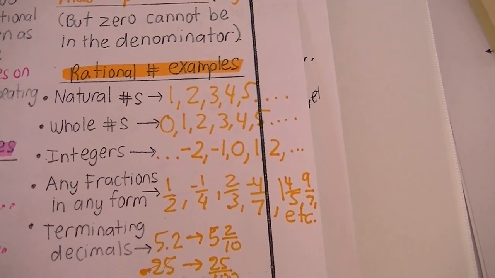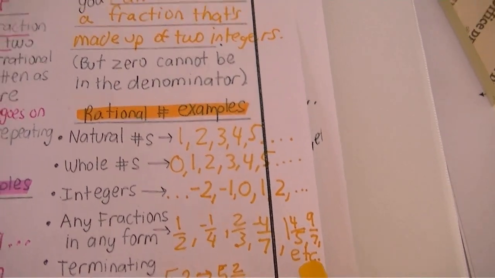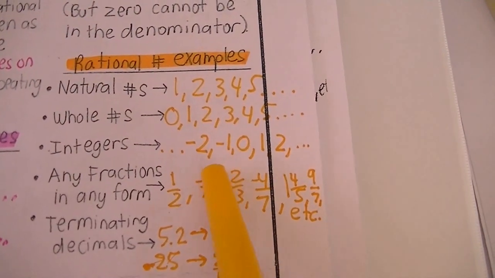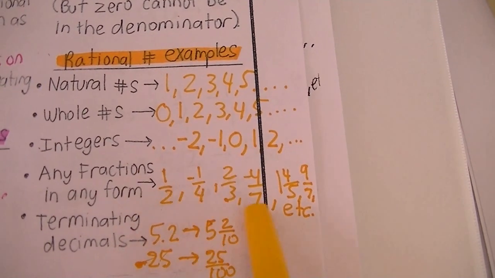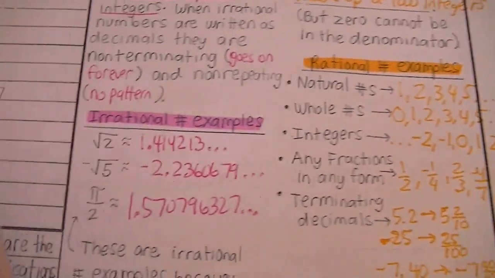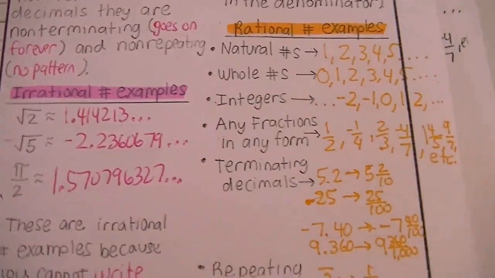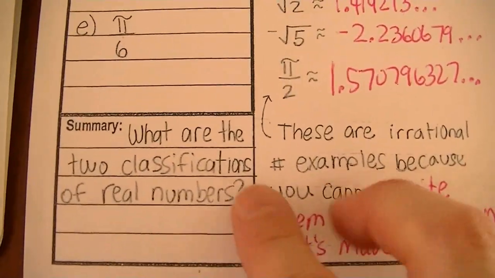I want to remind you, if it's already in fractional form, then it's automatically a rational number as long as the numbers composing that fraction are integers, okay? So all of these right here are rational, whereas this one over here is irrational because pi is not an integer.